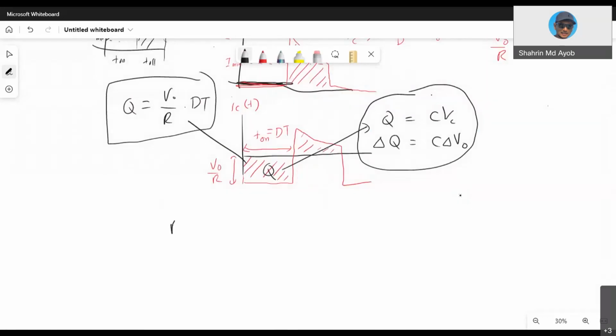And then the ripple factor. What is the ripple factor? It must be in percentage. It is the change of your ripple voltage over your output voltage. This one we call R, which is the ripple factor. There is no unit, okay?